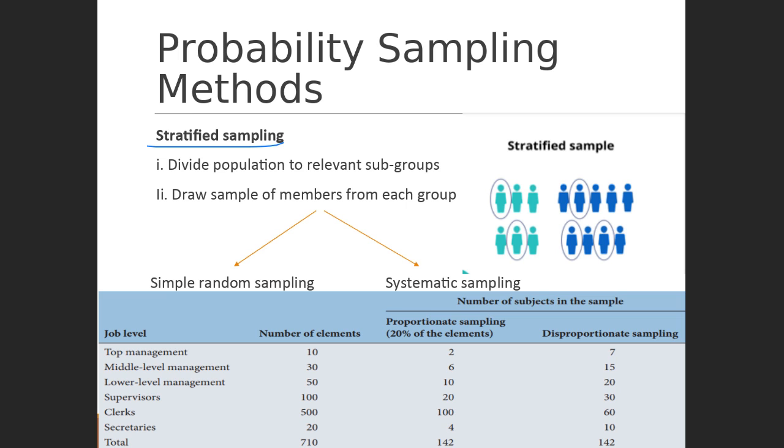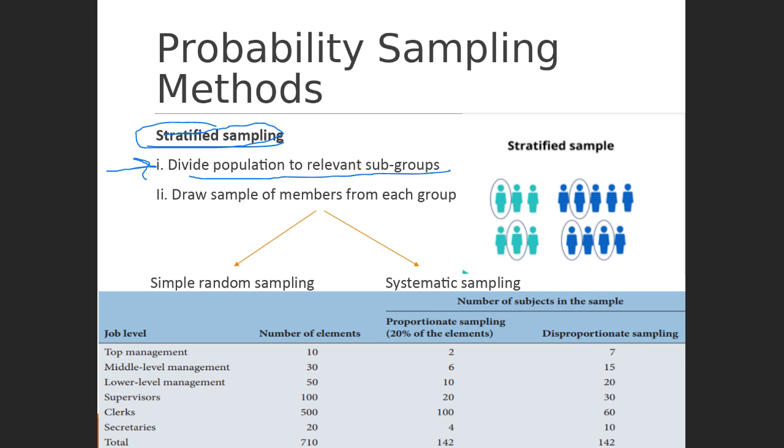The first step in stratified sampling is to divide your population into relevant subgroups. Okay, so the first step is that you divide the population into different groups or strata that are relevant, appropriate, and meaningful in the context of the study.